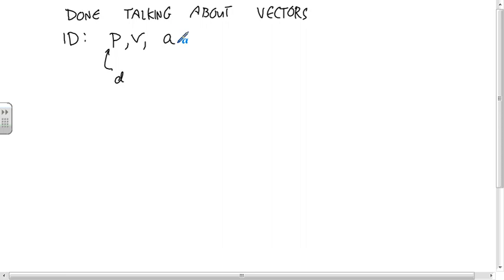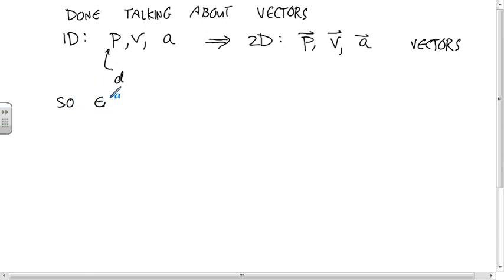Yep, that's exactly right. And so now in 2 dimensions, position, velocity, and acceleration are vectors. And any quantity that is a vector, we're going to indicate that with an arrow over the top. And since these are vectors, each of them will have an x and a y component.